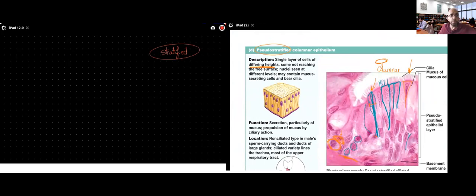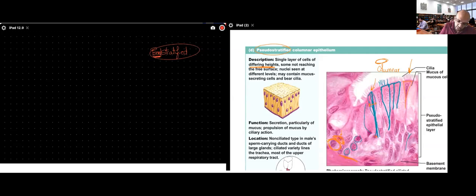So some people say we're going to call it stratified, because it appears as if it was stratified. Some people will say no, it's not stratified, it's simple as all the cells are attached to the basal membrane. So we did agree that we won't call it either simple or stratified. We will call it a fake stratified, a false stratified, pseudostratified.